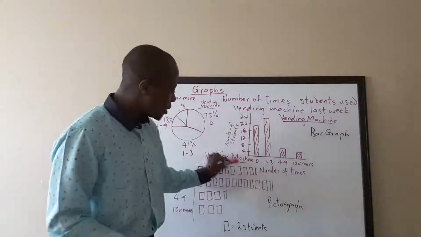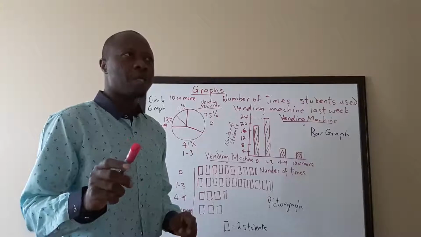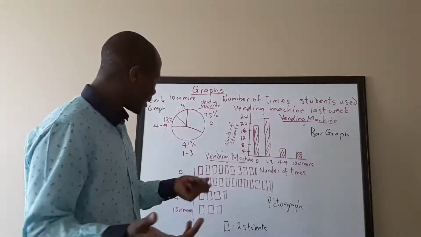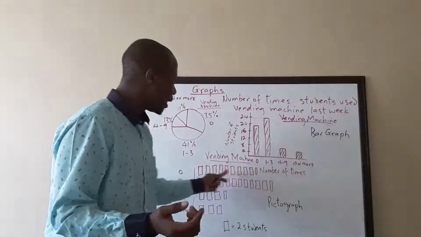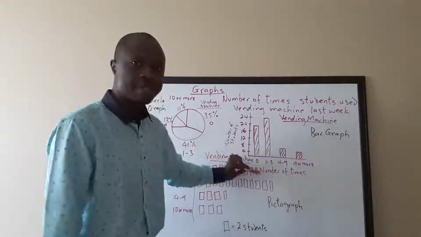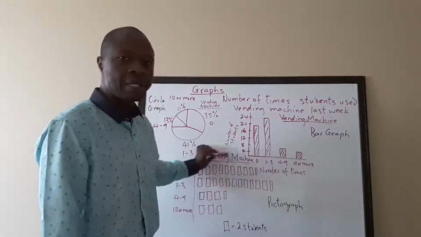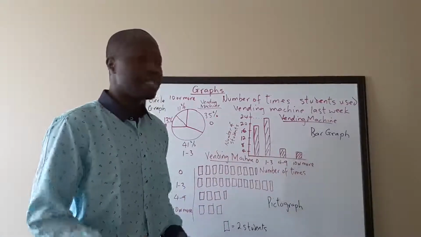So this does not readily help me compare the total number of students, for example, that did not use the vending machine to the overall total number of students that we're comparing in this graph. So that will be the disadvantage.